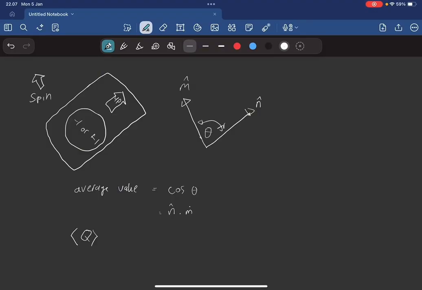We may summarize the result of our experimental investigation as follows. If we begin with A oriented along unit vector m and confirm that sigma equals plus 1, then the subsequent measurement with A oriented along unit vector n gives the statistical result: the average of sigma equals the dot product of n and m.